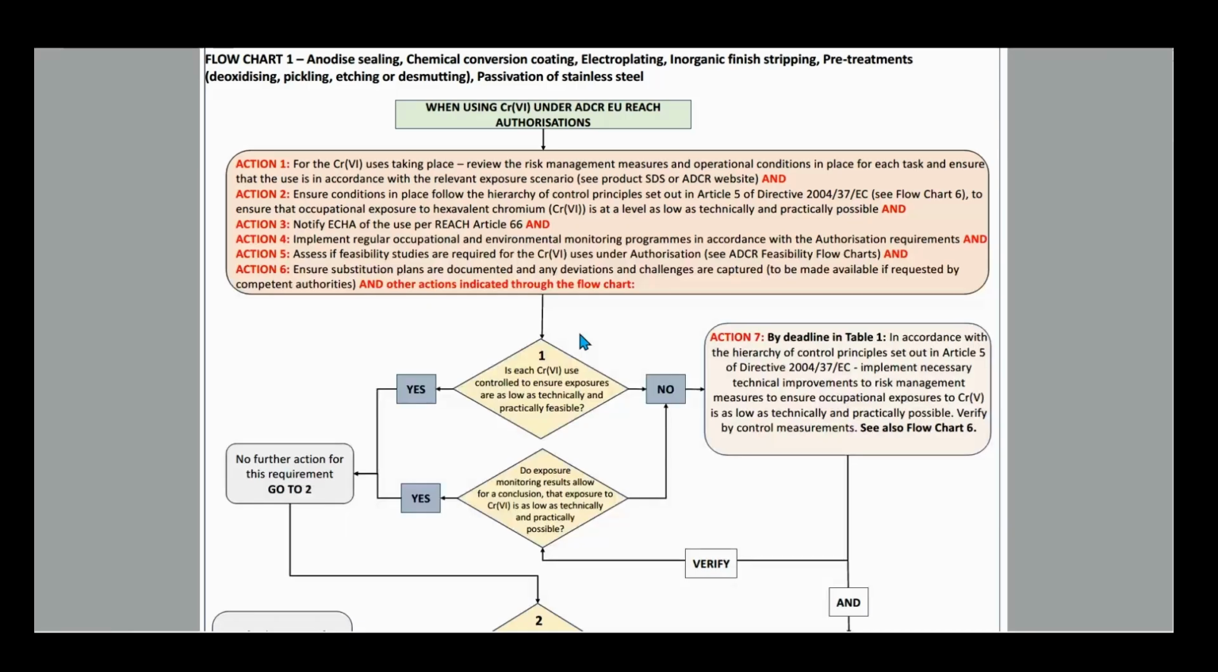We start at question 1, which consists of 2 parts. The first part asks, is each use of hexavalent chromium controlled to ensure that exposure is as low as technically and practically feasible? And the second part of question 1, from the monitoring results you have gathered, can you conclude that the hexavalent chromium exposure is as low as technically and practically possible?